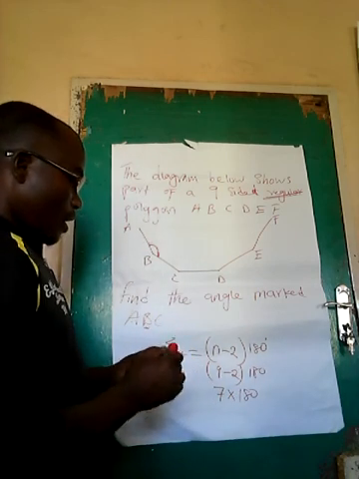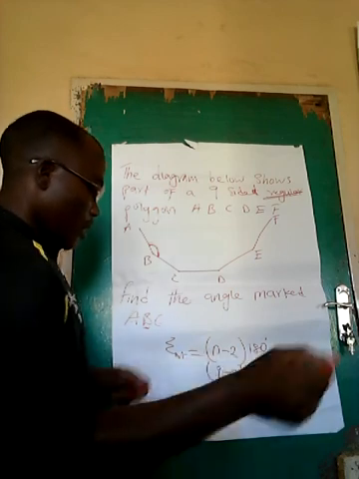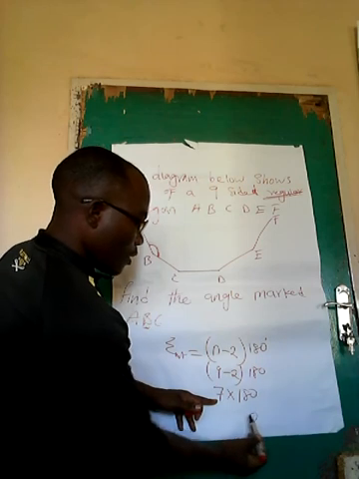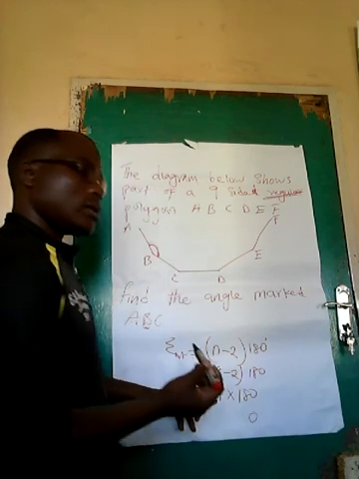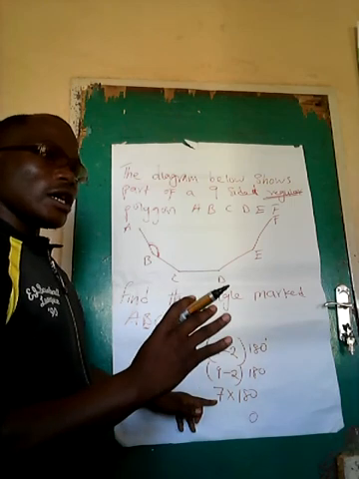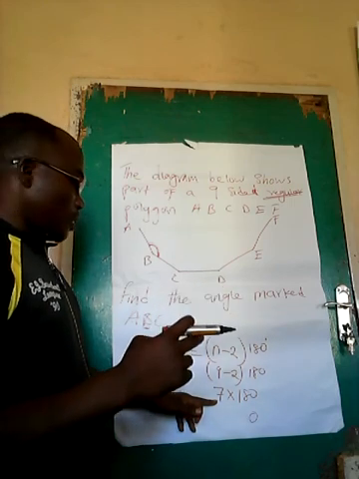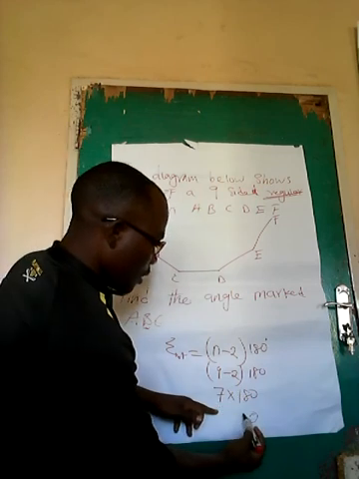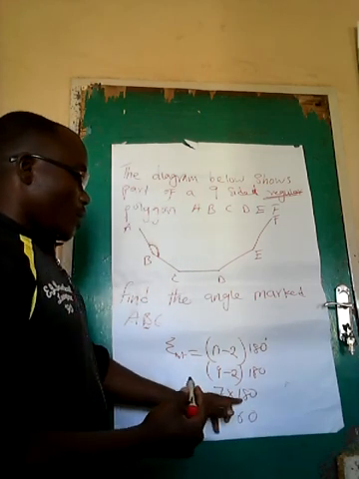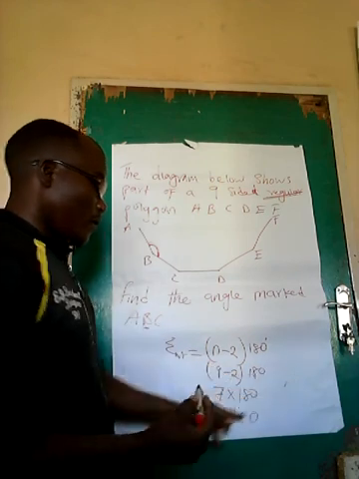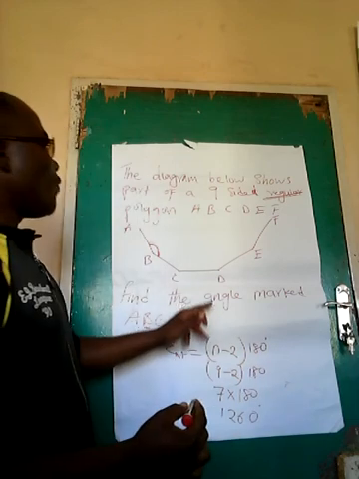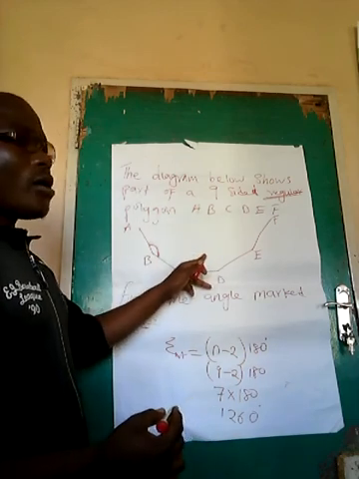So when you multiply 7 by 180, 7 times 0 is 0 there. 7 times 8 is 56, so you write 6 there and carry 5. 7 times 1 is 7, plus that 5, it's 12. So this is the sum of the interior angles of the 9-sided regular polygon, 1260 degrees.